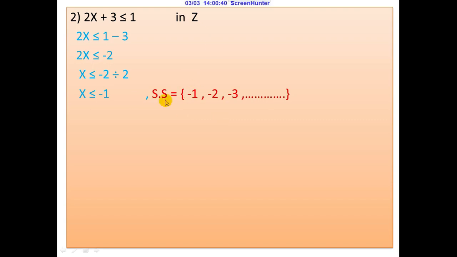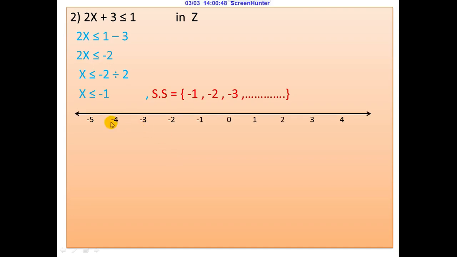How do we represent that on the number line? We draw our number line this way and make a sign on negative 1, and because we have many numbers less than negative 1, we must make an arrow in this direction. It means we take negative 1 and all numbers less than negative 1. Let's see more exercises. Exercise number 2: solve each inequality in Q.